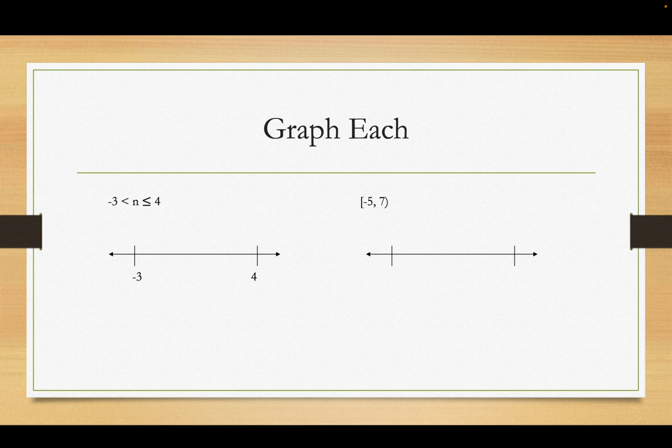Okay, so the critical points are -3 and 4. I have an open circle on 3 and a closed circle on 4. For the next one, the critical points are -5 and 7. I have a closed circle on -5 and an open circle on 7.